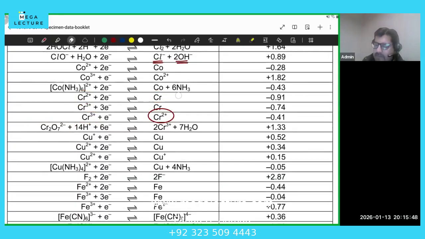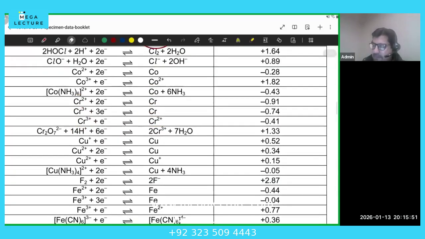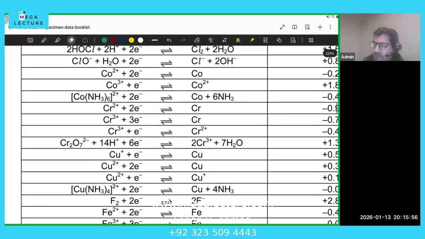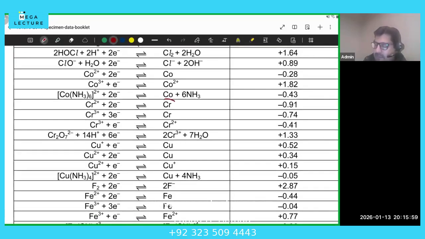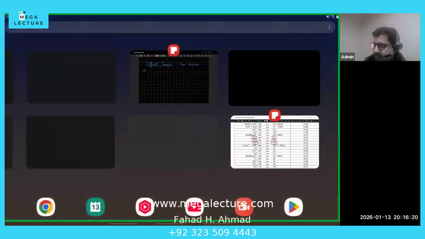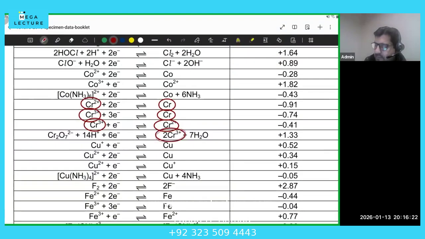so the problem with the data booklet is that some substances have multiple oxidation states. For example, Cr oxidizes to 2 plus, right? Cr can also oxidize to 3 plus. Cr2 plus can be oxidized to Cr3 plus, okay? And that Cr3 plus can be oxidized to Cr plus 6. Cr2O7 में Cr is plus 6.